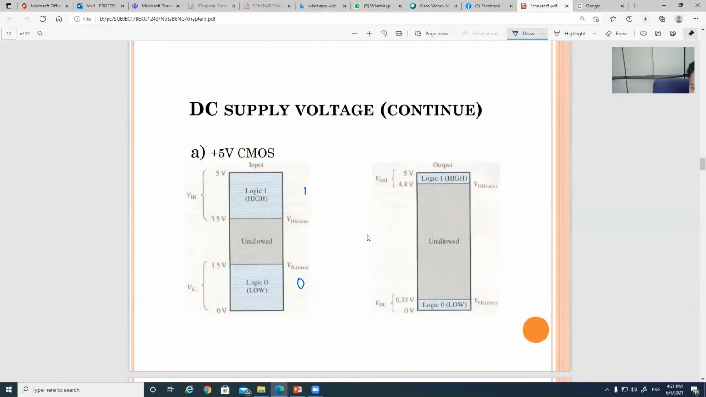As you can see, for the output they have a small difference. From 4.4 volt up, we can declare logic 1, and from 0 to 0.33 volt we can declare logic 0. We reduce the range for the output compared to the input. For example, this is the 5 volt CMOS. So you can see here, for the input we give a bigger range compared to the output.